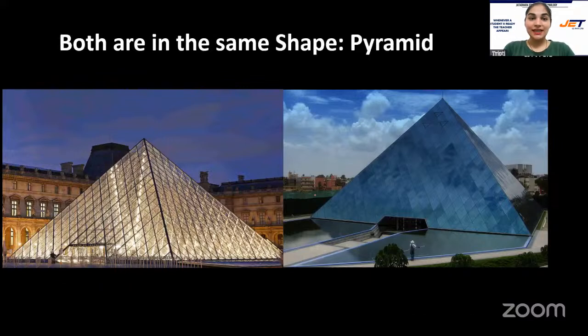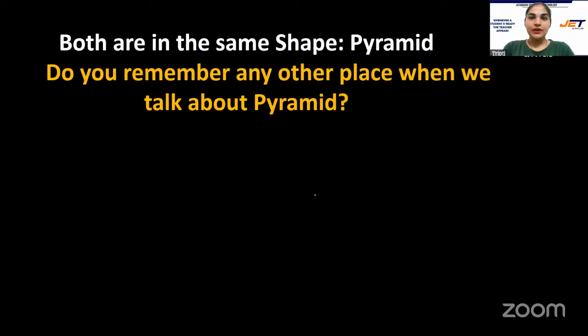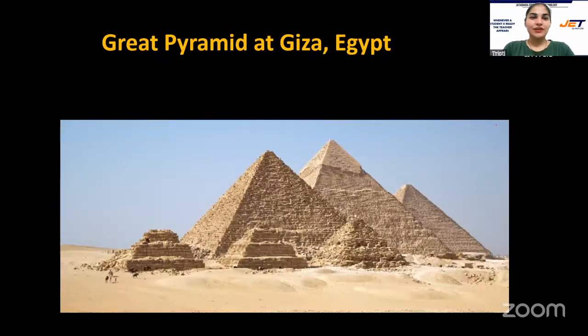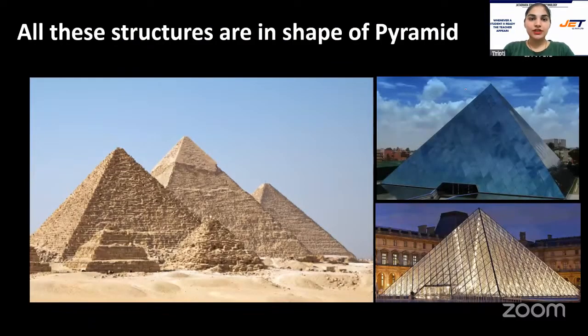What similarity I can see is their shape. Both are in the same shape. They both are pyramids. Do you remember any other place when we talk about pyramids? Do you think of any other shape that comes to your mind when we talk about pyramids? Yeah, right. Great Pyramid at Giza, which is in Egypt. So all these structures are in the shape of a pyramid.